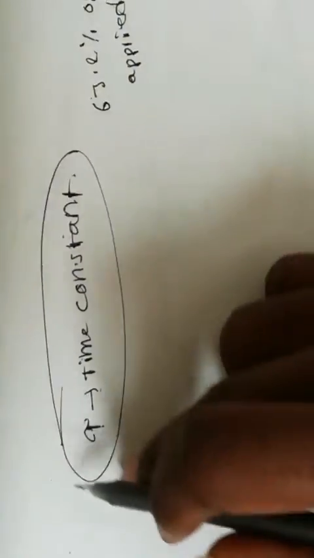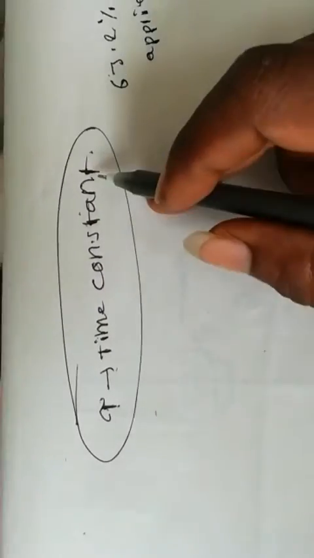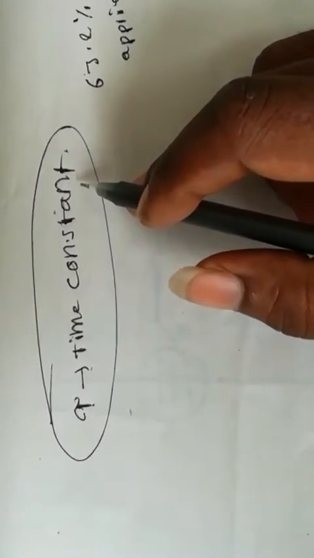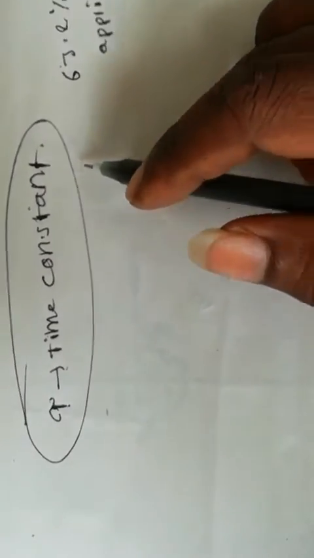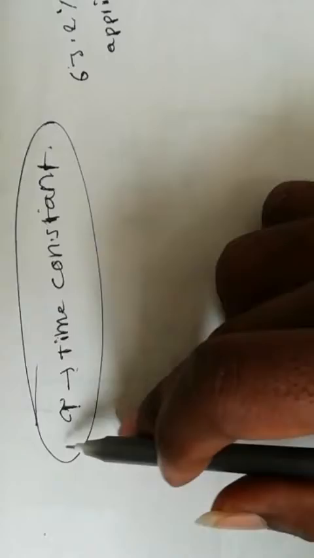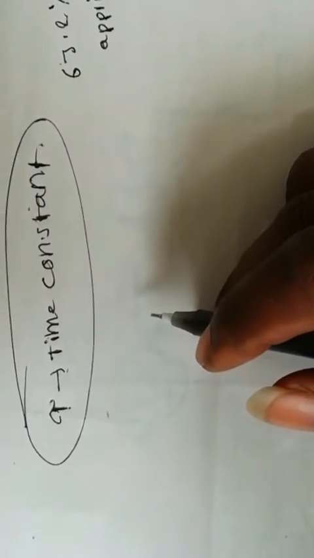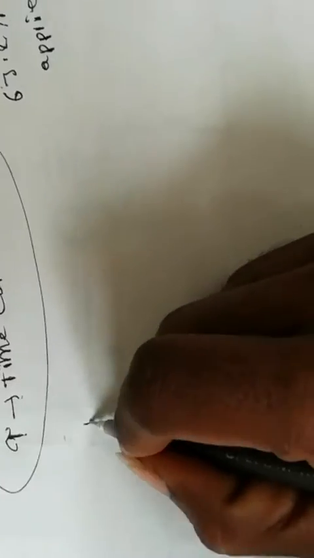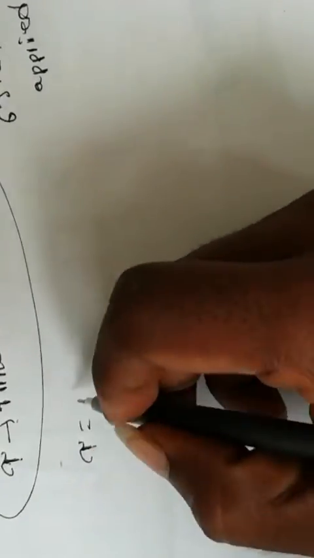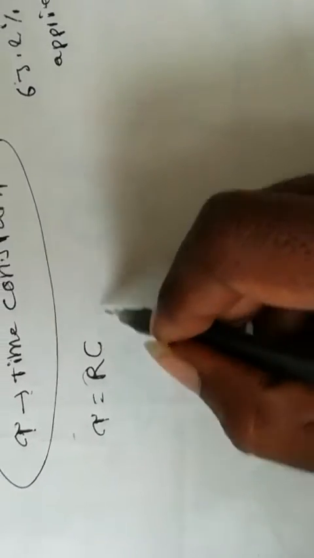So what we can say is, if the time constant is more, the charging and discharging processes take more time. If the time constant is less, the number of charges and discharges will be more. On which parameters does the time constant depend? Time constant tau is equal to RC, where R is resistance and C is capacitance.